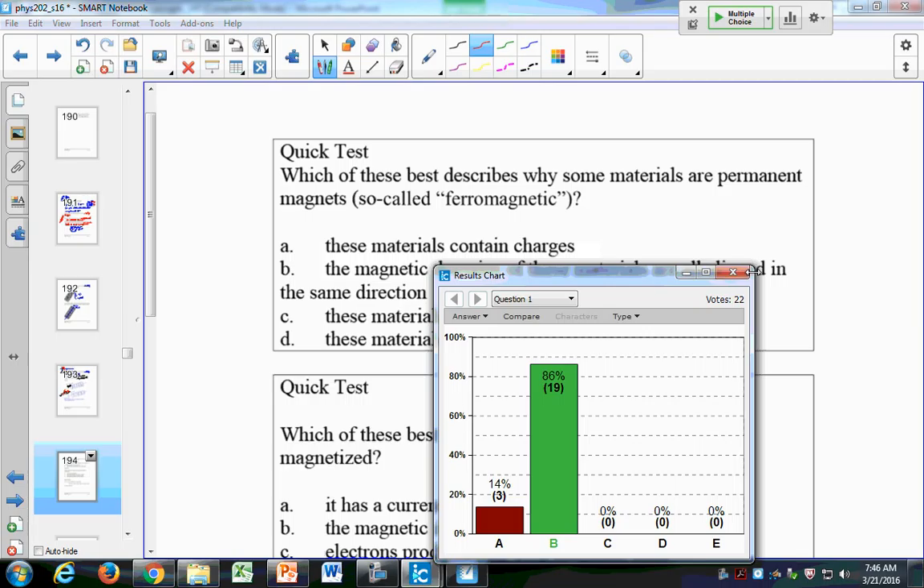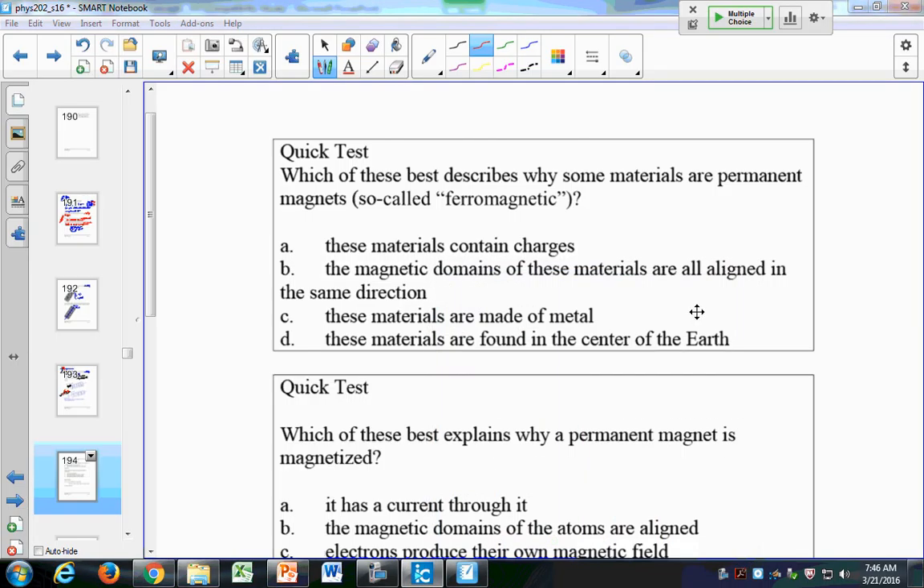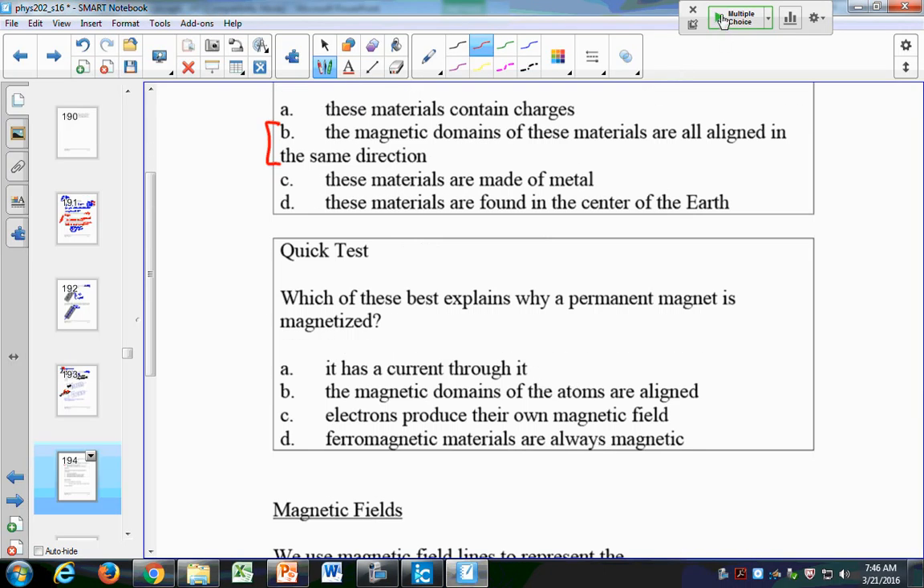Okay, good. B is right because their magnetic domains are all aligned with one another. So B is the correct answer there. And then which of these explains why a permanent magnet is magnetized?